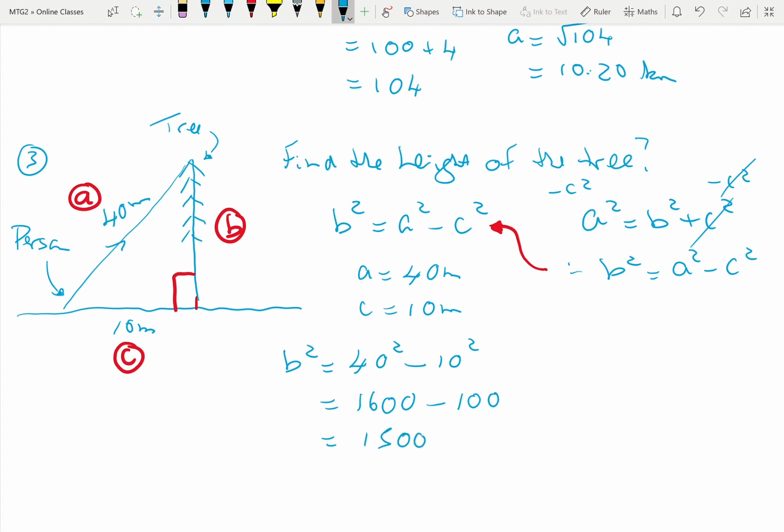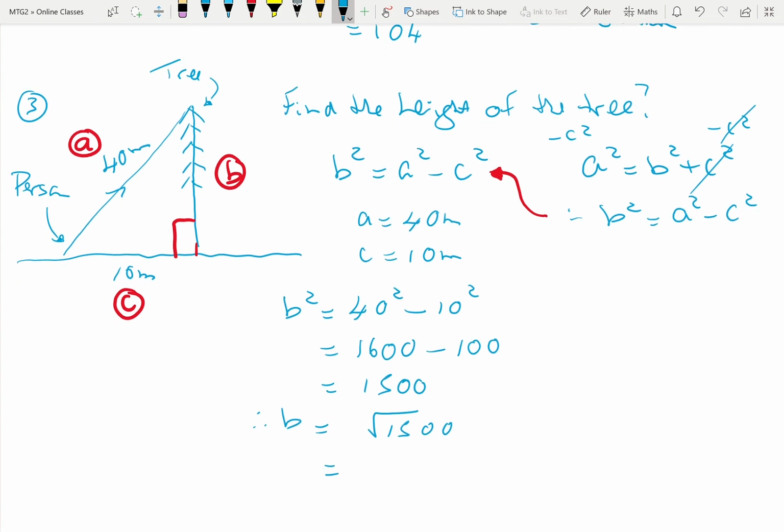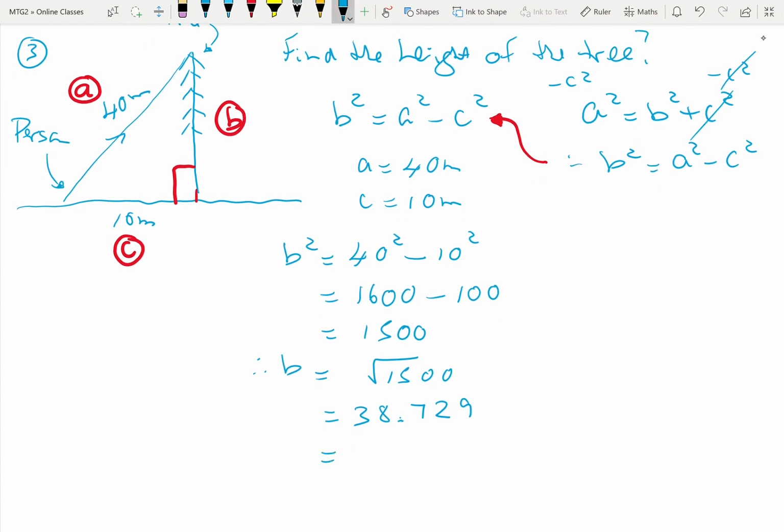Okay, so we've made it that far. Now what we have to do is to work out the square root of both sides. So therefore B is equal to the square root of 1500, and that works out to be equal to, on my calculator, 1500 square root sign, 38.729. Now I'm going to round it to 2 decimal places. So I'm going to go 38.73, and of course my unit on the end is going to be equal to metres.